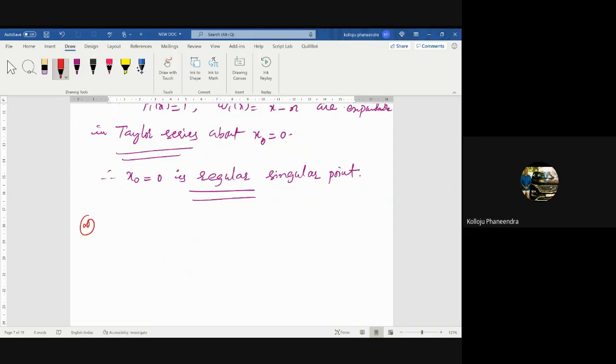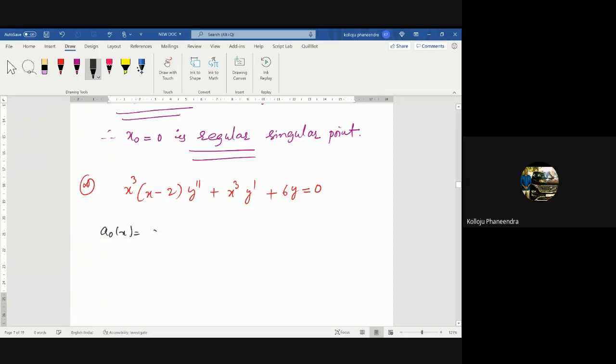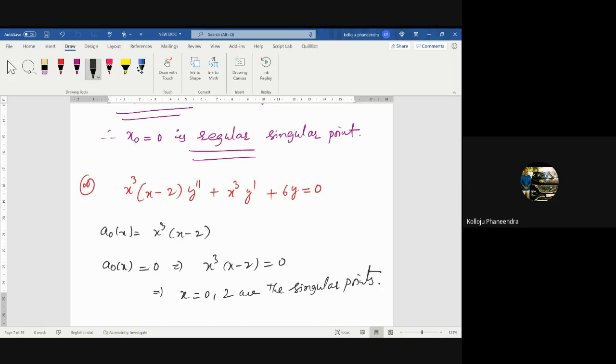Let me take this: x cube into (x minus 2) y double dash plus x cube into y dash plus 6y equal to 0. Now, what is a naught here? x cube into (x minus 2). Now, I have to first find singular points. a naught x equal to 0 implies x equal to 0, 2 are the singular points, right?